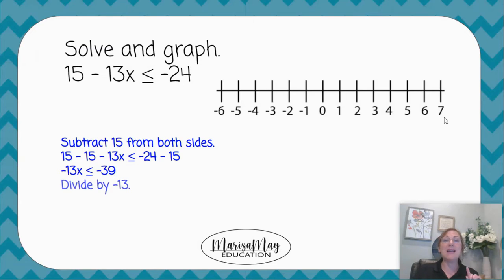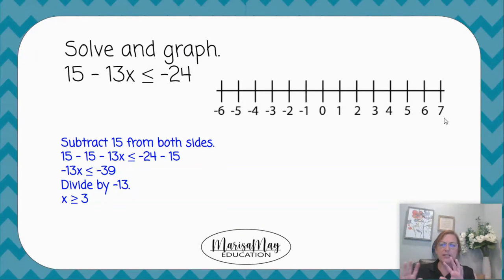When we divide by a negative number, this is the one rule of inequalities that makes it different than equations. When we divide or multiply by a negative number, we flip the inequality. So you can see here that now I get x is greater than or equal to 3. Because again, I divided both sides by negative 13, I had to flip that inequality.